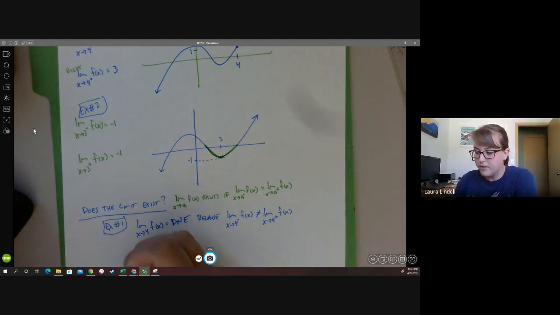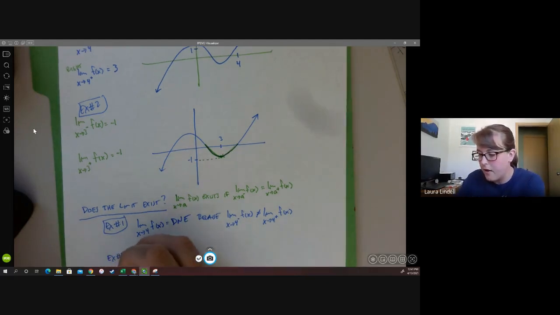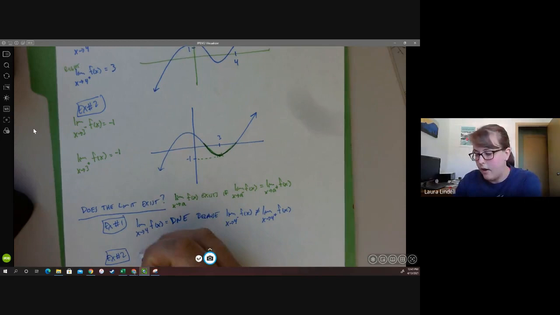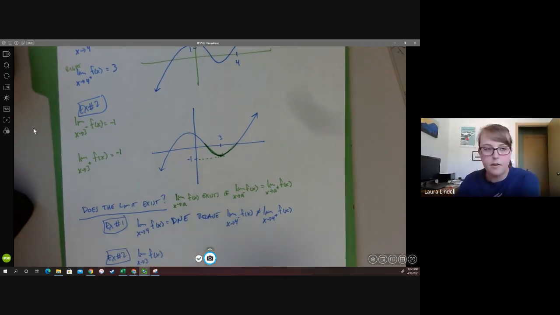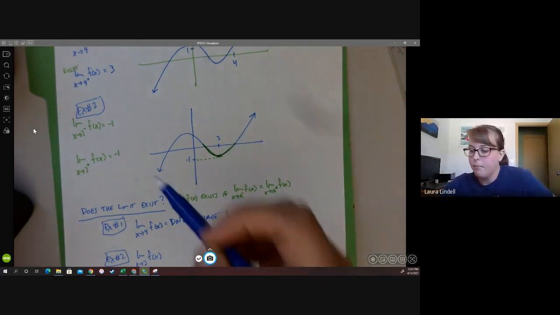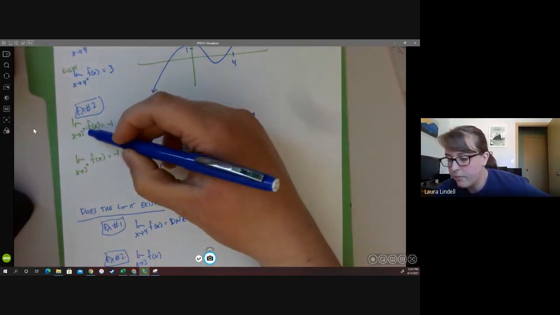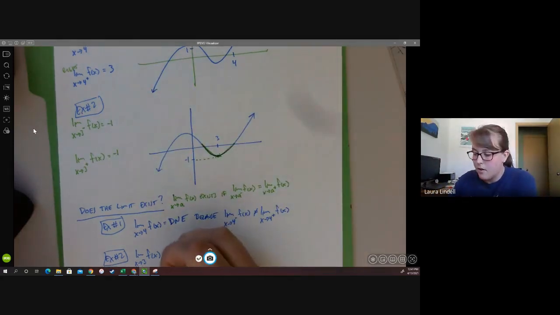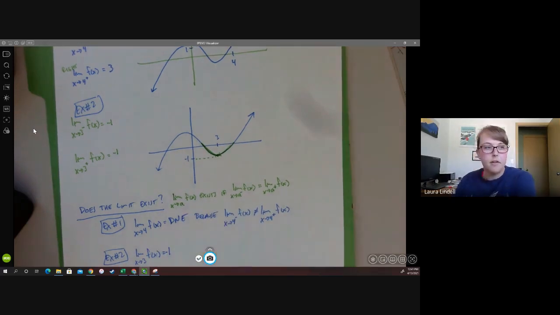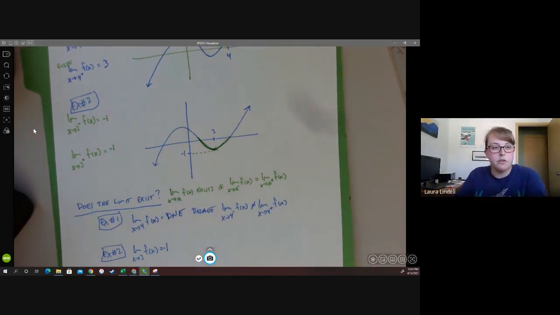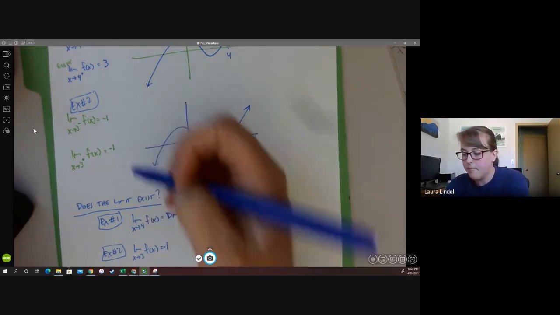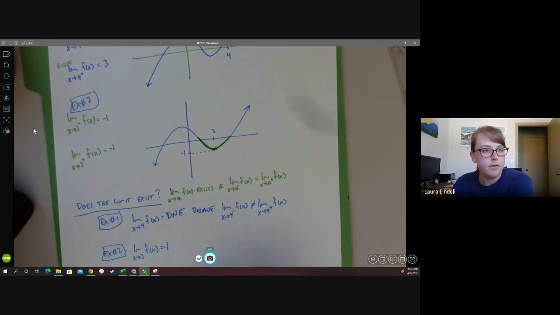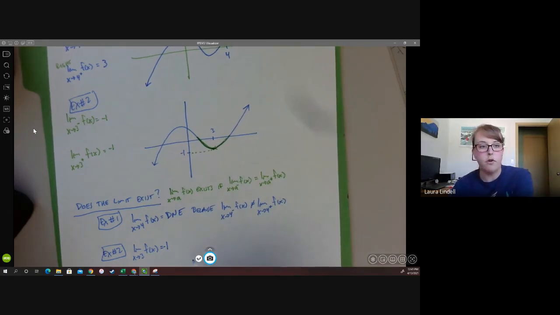So if we look at the one from example 2, and I wanted to find the overall limit as x goes to 3, we could, because the limit as x goes to 3 from the left is equal to the limit as x goes to 3 from the right. So our overall limit would be equal to those two limits because those are the same. Since these are the same, they are equal to the overall limit.